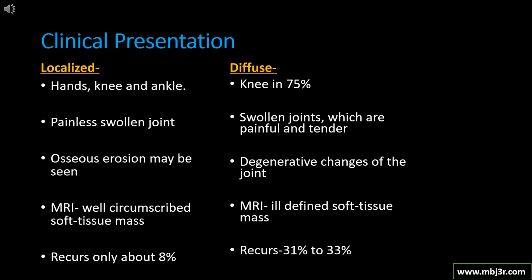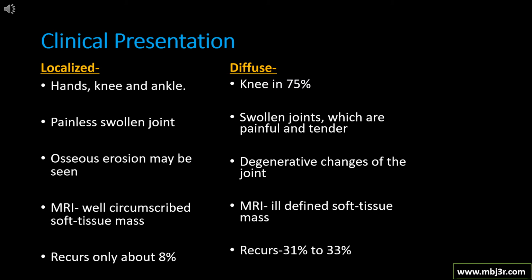Coming to the clinical presentation, the localized type usually affects the hands, knee and ankle. It usually presents with a painless swollen joint. Osseous erosion may be seen. MRI shows a well circumscribed soft tissue mass, and recurrence is about 8%.